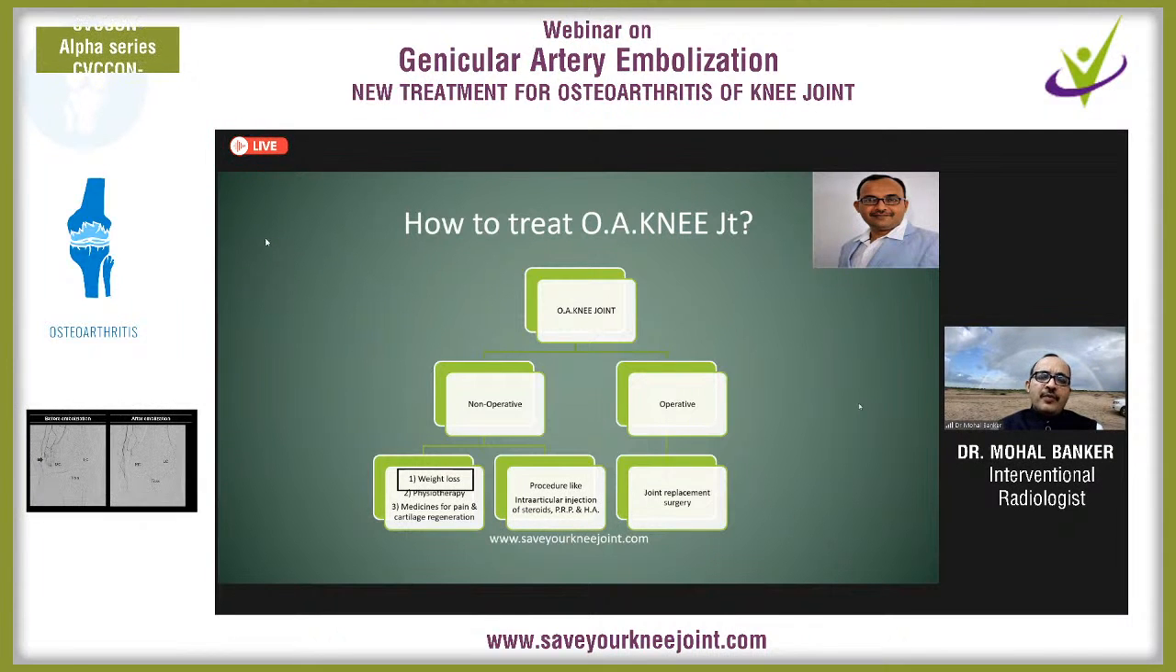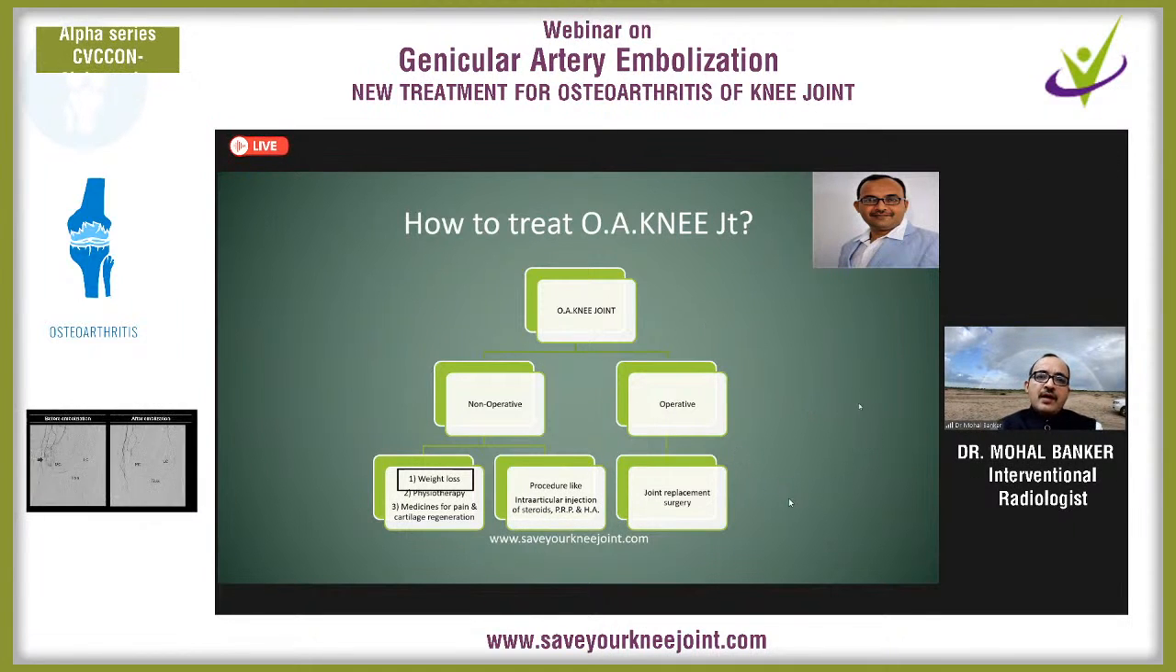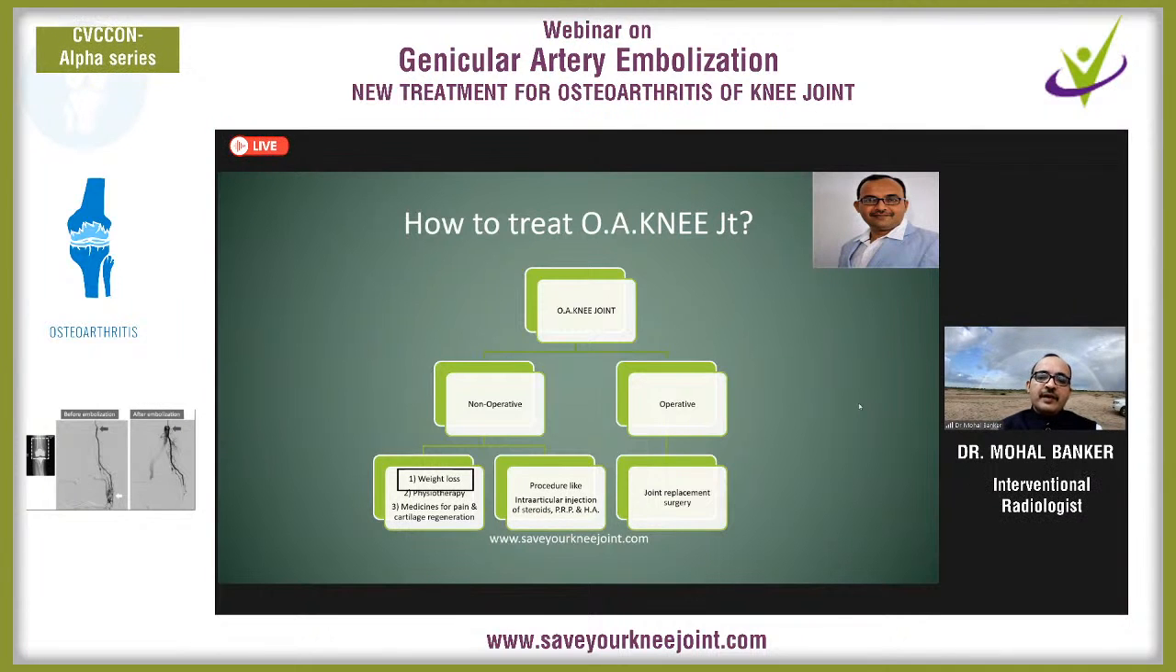Another non-operative treatment is intra-articular injection of steroids or PRP. These injections are really helpful, but only temporarily. Unless you treat the underlying etiology, the root cause, pain is going to recur. And what happens is that all these non-operative treatments fail and the only option is operation, that is, a total joint replacement surgery. So till date, there is no other option available between this non-operative and operative treatment.